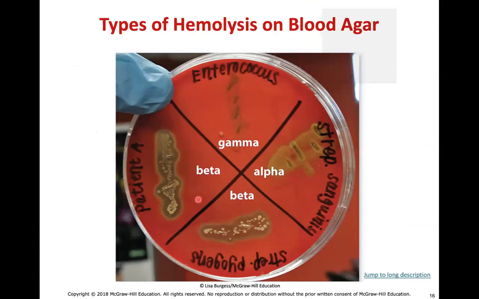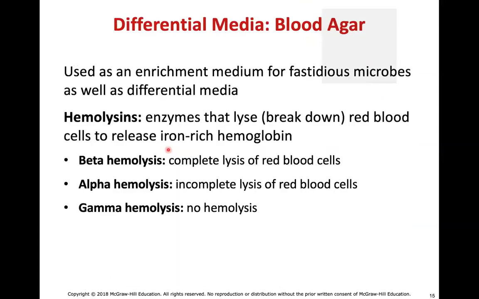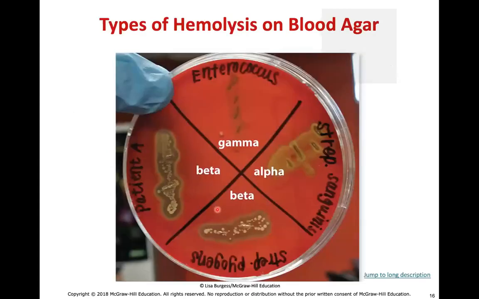And what you'll end up getting is these organisms will actually cause three types of hemolysis. Beta hemolysis, which is complete lysis of the red blood cells, alpha hemolysis, which is incomplete lysis of the red blood cells, and gamma hemolysis, which is no hemolysis. So if we look at this, you can see beta hemolysis here and here. And if you look, you can see the bacteria have pretty much lysed and broken down the red blood cells within the agar. You can pretty much see right through to the other side of this plate now.